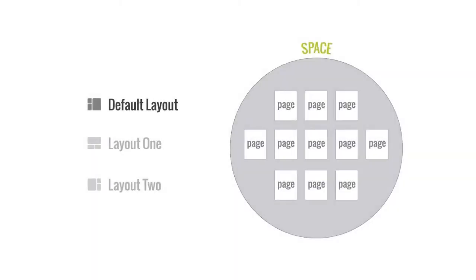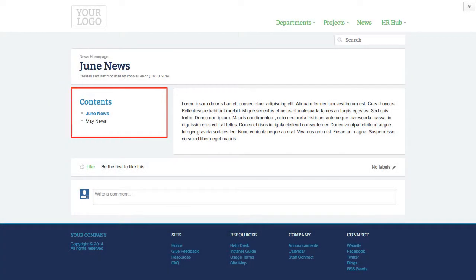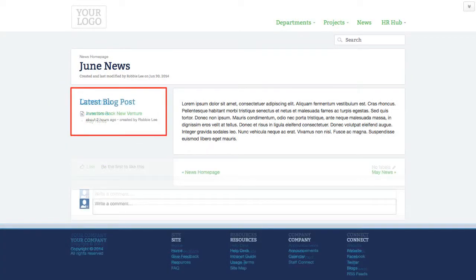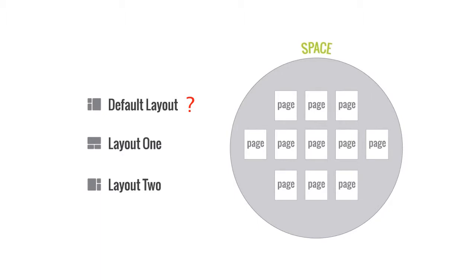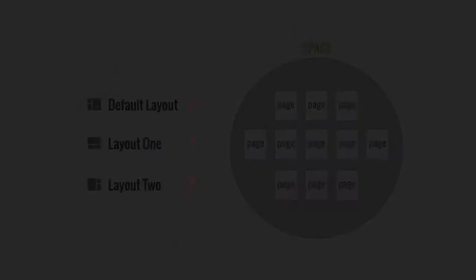You may need other layouts besides the default for a particular space or page. For example, your marketing team may want the latest blog post to appear on all pages in the news space. To gain a better understanding of the logic behind using different layouts, let's run through some thought processes.